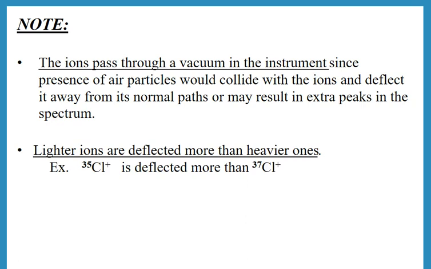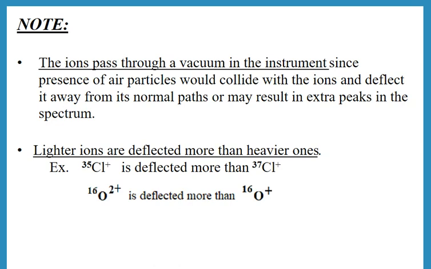Another thing, remember we said that lighter ions are deflected more than heavier ones. Now, what does that mean? It means that if I have an isotope of 35, for example, the ion for this isotope will be deflected more than the ion with a higher mass. Do we understand this?